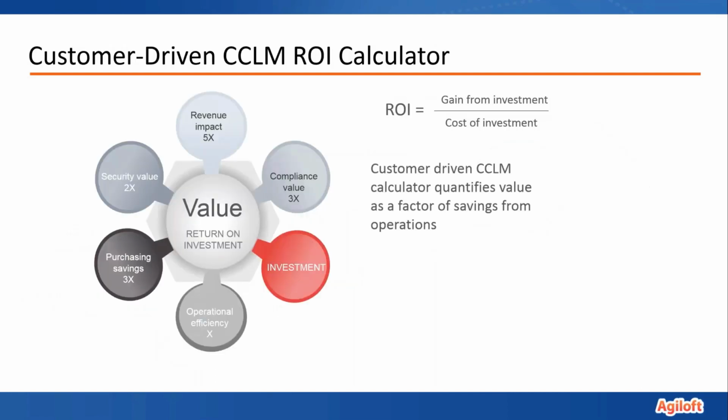So how can you calculate your own ROI? We developed a customer-driven CCLM calculator that quantifies value based on your circumstances. It's a wizard that walks you through the necessary inputs, including the TCO of your system. Once you've entered the necessary information, the model outputs value metrics for each of the 5 categories we've discussed, which you can then compare to industry benchmark as well as the overall ROI for the system.